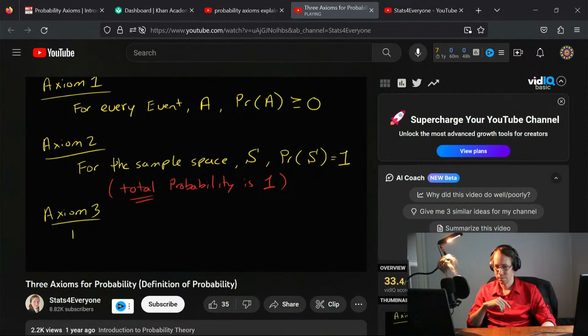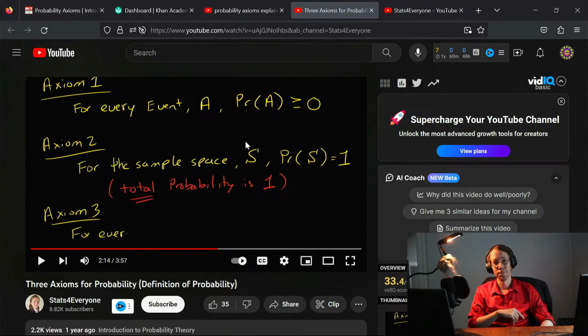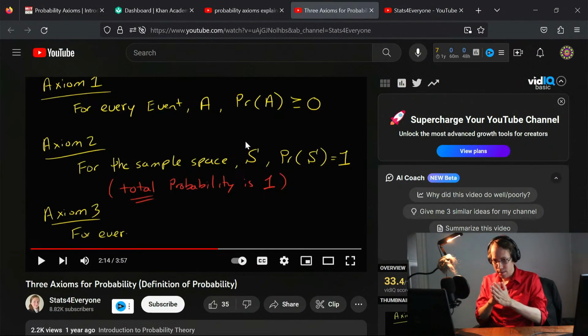Okay, so for every, I remember this. It was for every, oh my goodness. I haven't studied since the last time you were here, so the stuff isn't at the forefront of my head. Let's see if I can remember it. For every, what was this axiom?